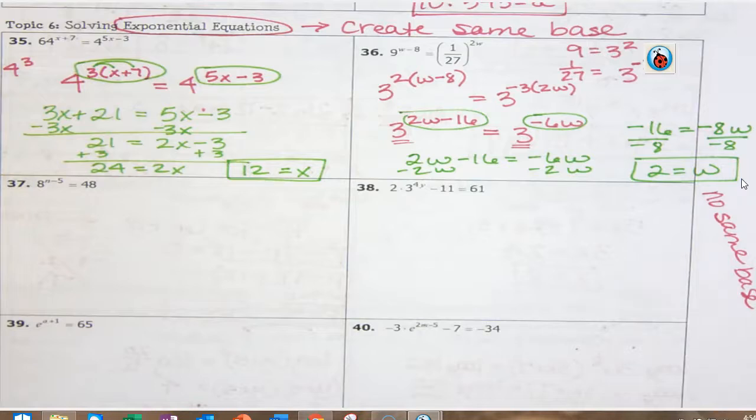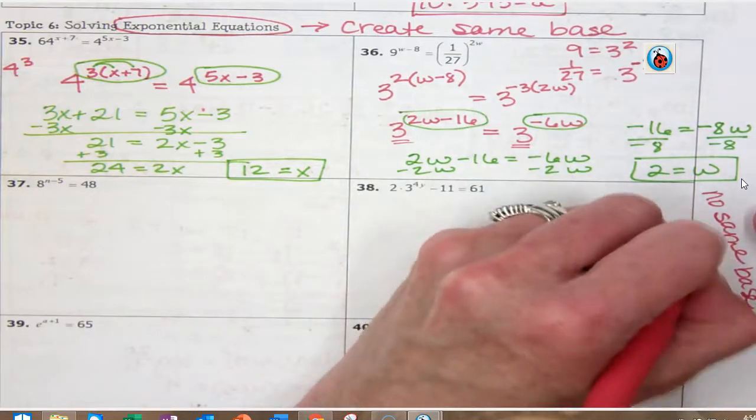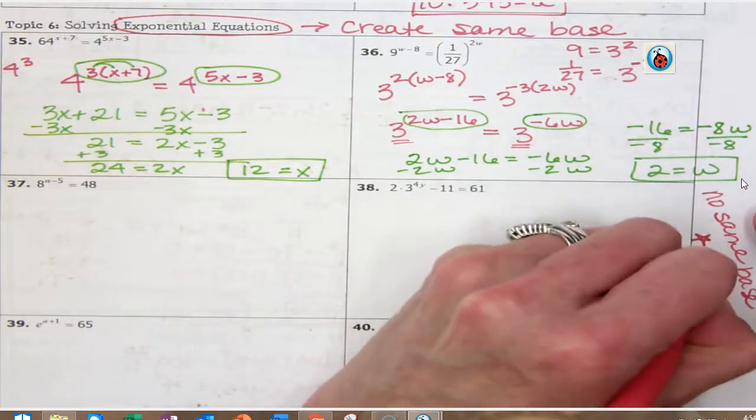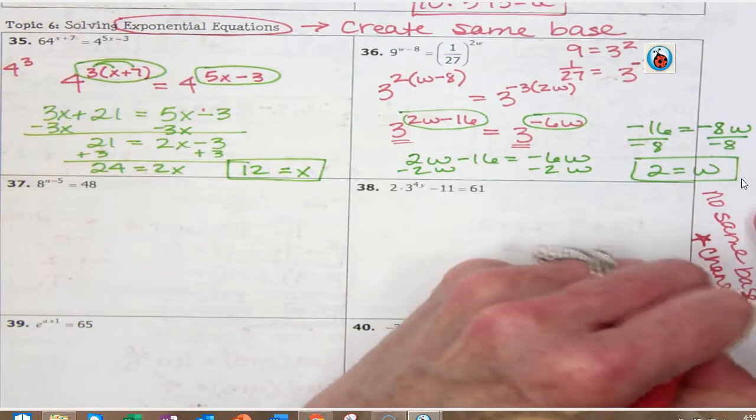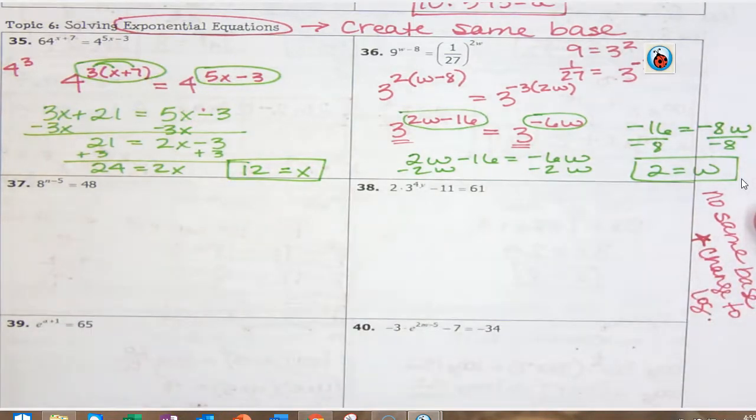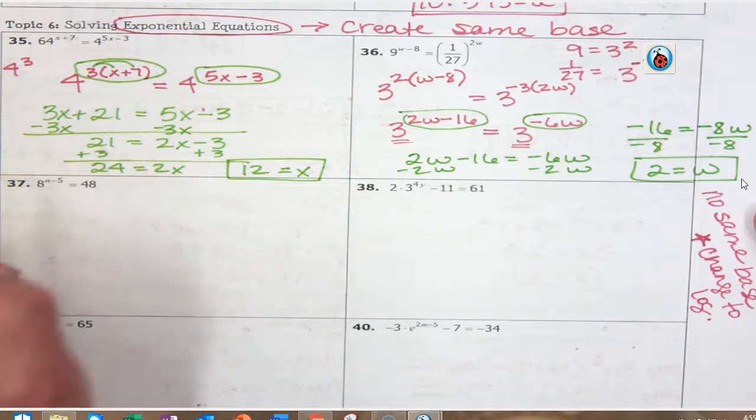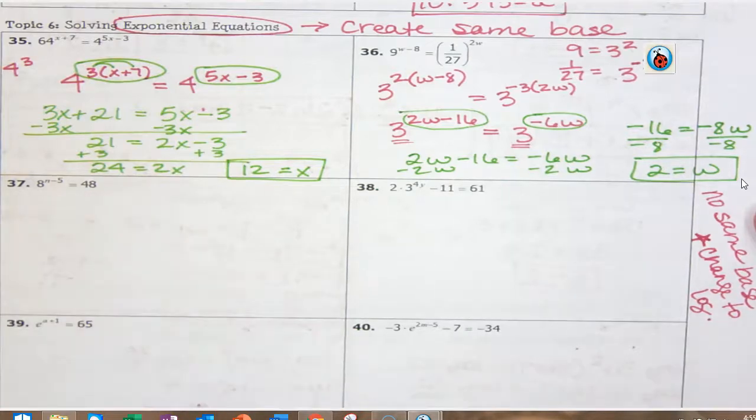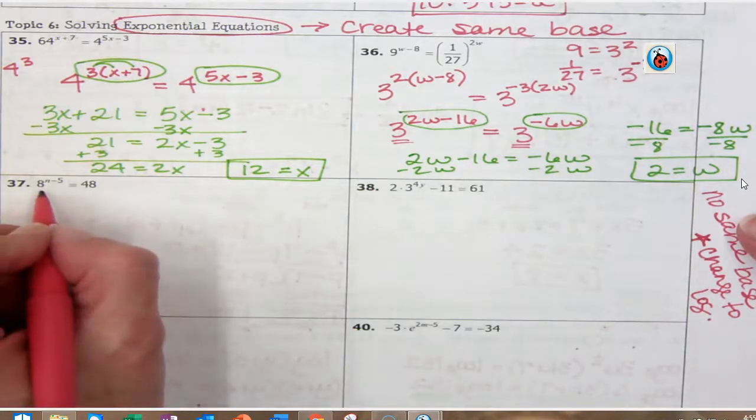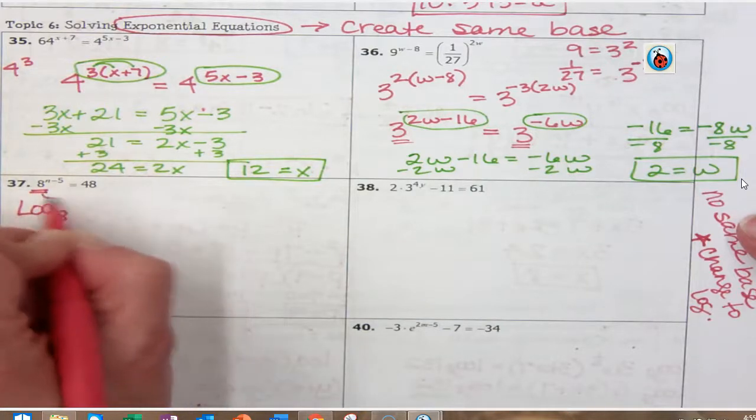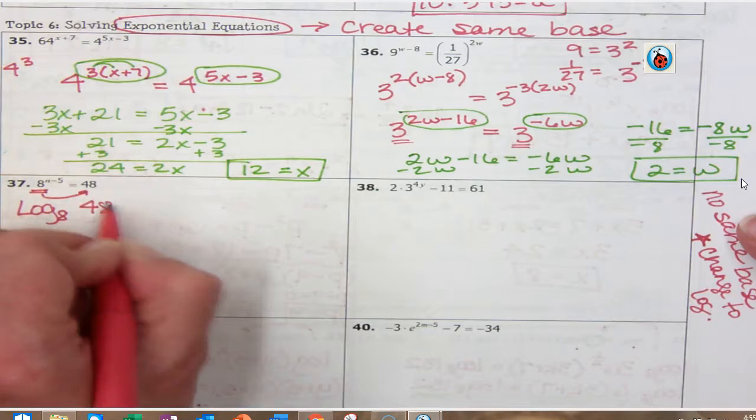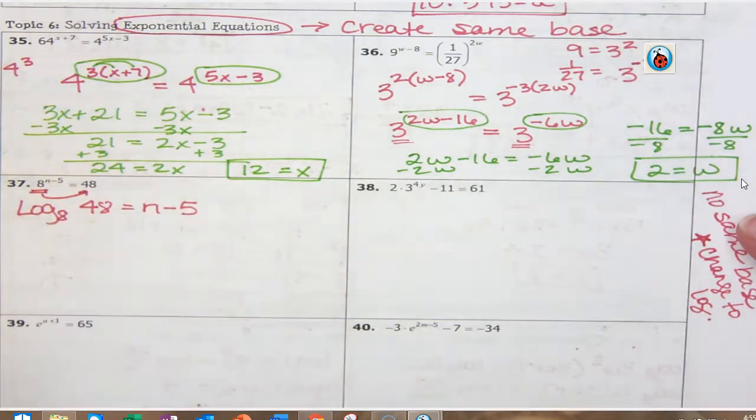So what do we do? When you can't create the same base, you've got to change it to a logarithm. Okay? If you cannot create the same base, you've got to change it to a logarithm. There's no way I can possibly change that to the same base. So I'm going to create a logarithm. I'm going to create log base 8 of 48 equals n minus 5.